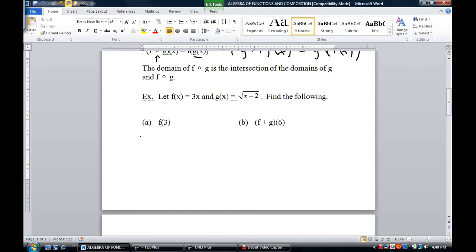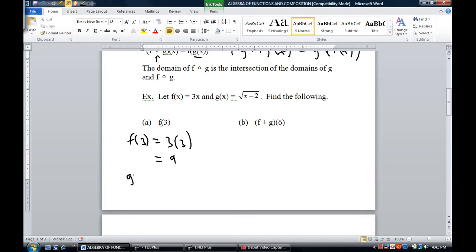So just for a review, f of 3 just means you'll use the f function. This f just tells you that we're going to use the f function, and we're going to use the expression that it equals. So 3x. That means rather than using the x, we're going to substitute the 3 given in the parentheses. So 3 times 3 is 9.